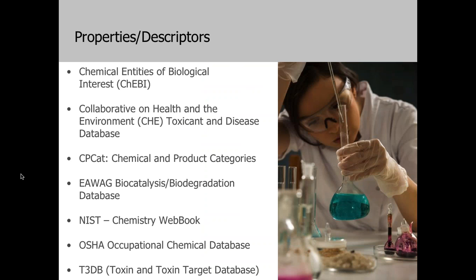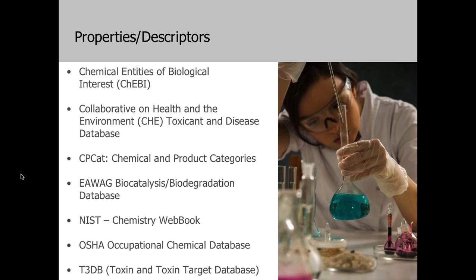We've added about 8 databases that have properties and descriptors. The chemical entities database is from Europe. It's a dictionary of molecular entities focused on small chemical compounds. It has a lot of isotopic information, molecules, ions, and things like that. Maybe a little beyond toxicology, but something that probably fits in our collection very well.